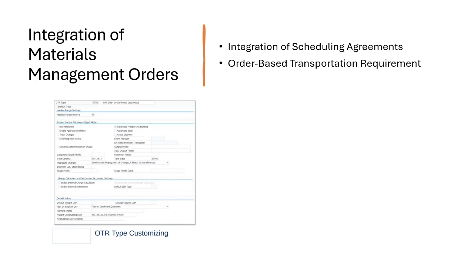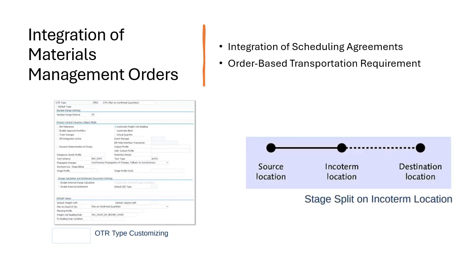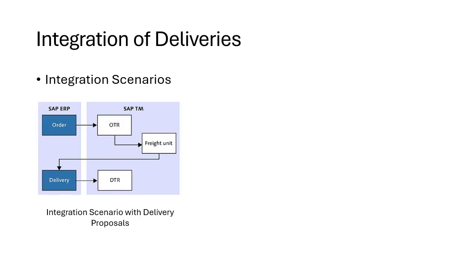And then this figure shows how SAP TM can handle stage splits based on the Incoterm location during the freight planning process. Stage splitting is very important for complex transportation routes where goods may be shipped through multiple locations before actually reaching their final destination. And next is the integration of delivery.